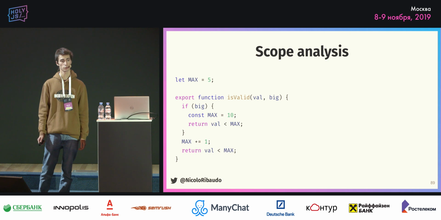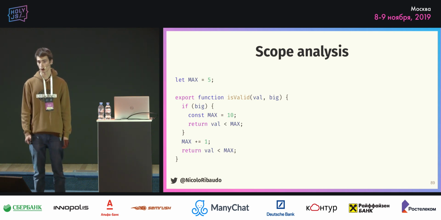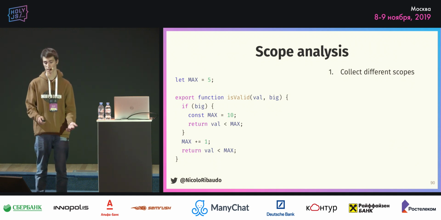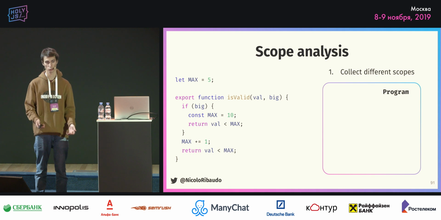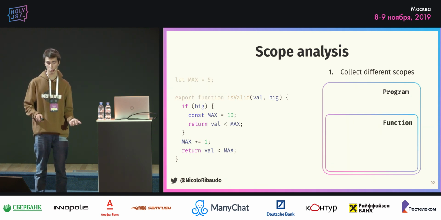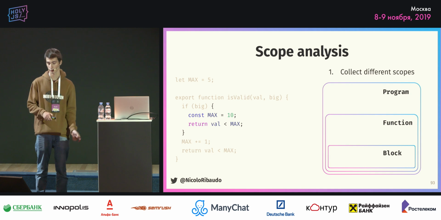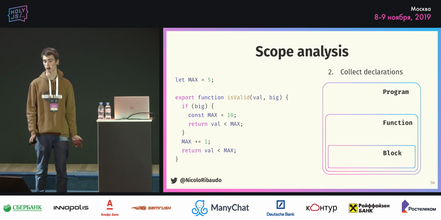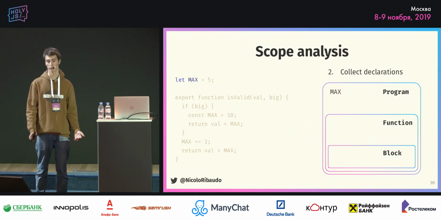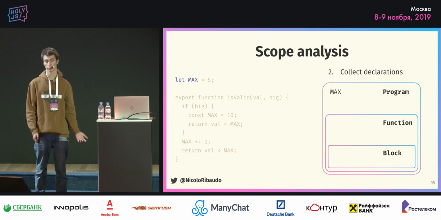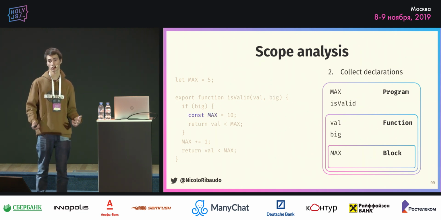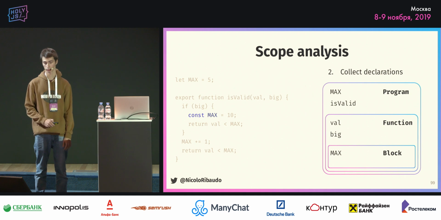Babel traverse also performs scope analysis. First of all, it collects all the scopes that there are in your program. In this example, there is the program scope, which is always present. And then we have a function scope and a block scope inside the if statement. Then it collects all the declarations which there are in your program. So here we have a let max declaration in the program scope. Then we have the isValid function, 2 parameters inside this isValid function. And then we have another max declaration inside the block scope.